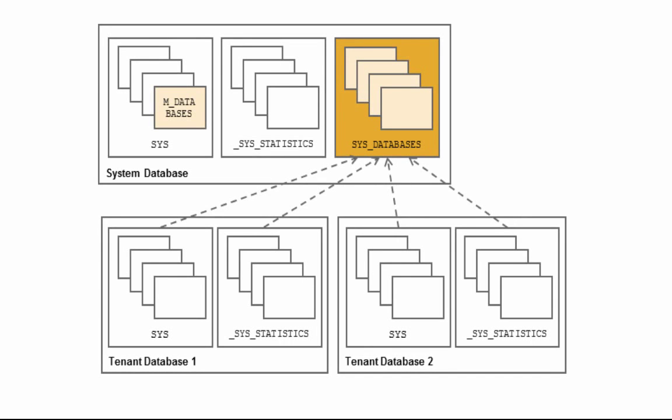Next topic, system views. Every multi-tenant database container system has its own sys and sys statistics schemas in which you will find information about that tenant database only. For system level monitoring, there are some additional views available in the system database, the M databases view in the sys schema, and a number of views in the sys databases schema. You can see that here on this picture. M databases gives an overview of all tenant databases in the system, and the views in the sys databases schema aggregate information from the sys and sys statistics schema of all tenant databases in the system. It's only accessible from the system database.